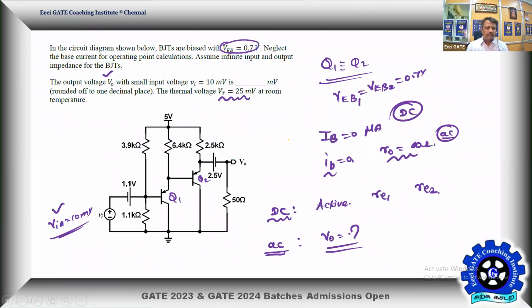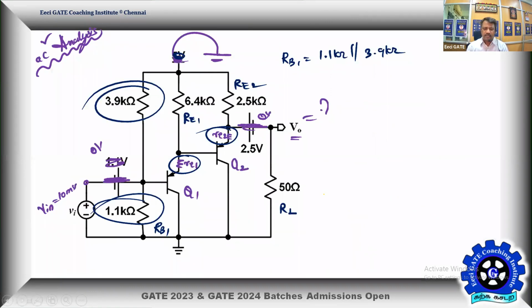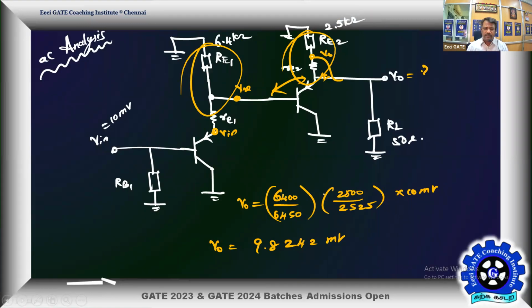The output voltage V0 with the small signal input voltage Vn equal to 10 millivolts, rounded off to one decimal place. Rounded off to one decimal place, the answer 9.8 is a perfect answer for this problem. I hope we have determined the best possible answer for this problem.